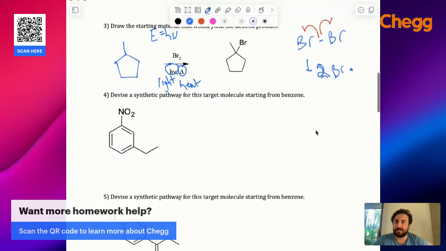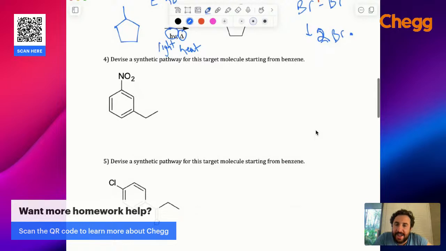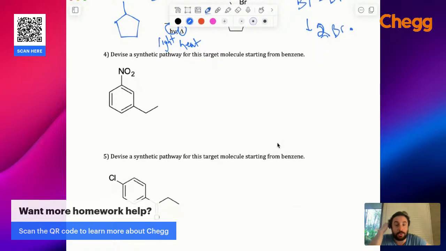Okay, let's move on here. Let's do a few more. So we want to devise a synthetic pathway for this target molecule starting from benzene. We have two groups that we want to get on here, and we know that each of them can be attached to a benzene ring via electrophilic aromatic substitution. We can nitrate benzene to get nitrobenzene. We can do Friedel-Crafts alkylation to get ethylbenzene. So we're going to do a nitration and a Friedel-Crafts alkylation. But what order are we going to do them in?